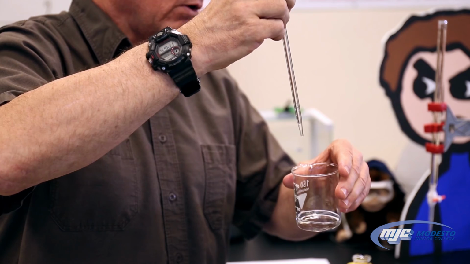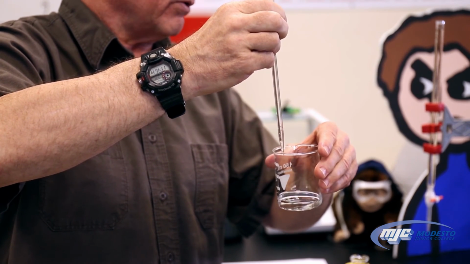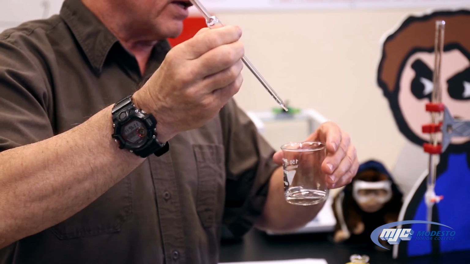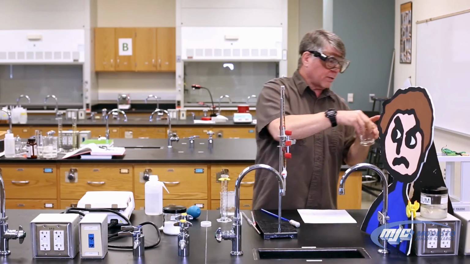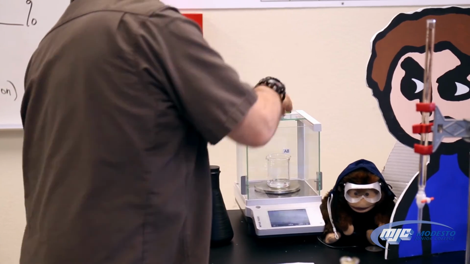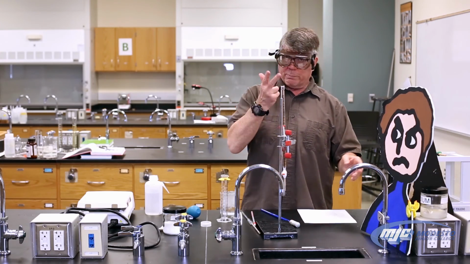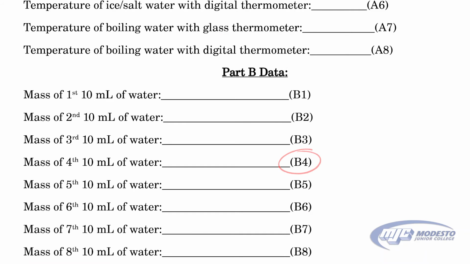This pipette is calibrated so that the way I just did it, I added 10.00 milliliters. If I had pushed the rest of this water out with a bulb, then it's more than 10 mils, and we don't know how much. So anyway, put it back on the balance, close the door. Record that measurement 3 places past the decimal, little g for grams. That's going to be my B4.